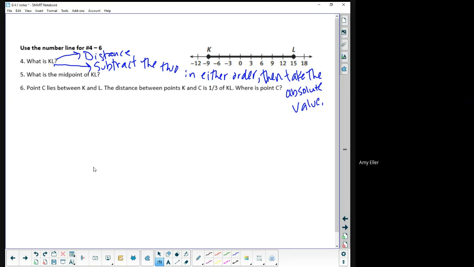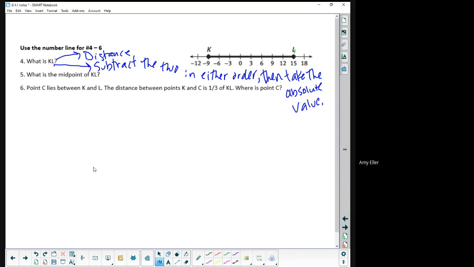Here's one way I like to do it. I like to look at 0 and say, oh, I know how far it is to L. That's 15 away. How far is it from 0 to -9? 9 away. That's how I do it. I just add those distances together. You could do it either way.